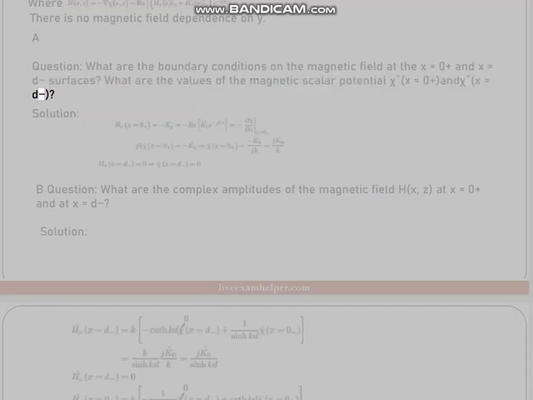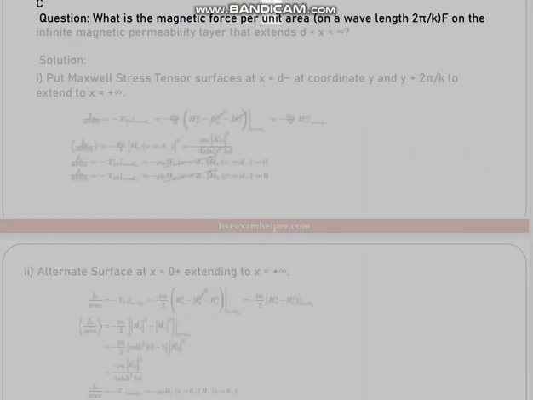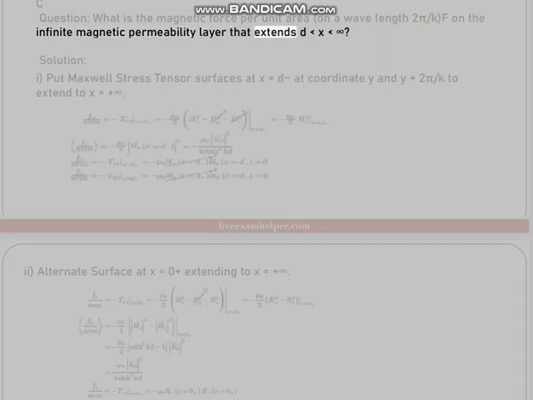Solution. B question: what are the complex amplitudes of the magnetic field H, x, z, at x equals 0 plus and at x equals d minus? Solution. C question: what is the magnetic force per unit area, on a wavelength 2π/k, f on the infinite magnetic permeability layer that extends d less than x less than infinity?